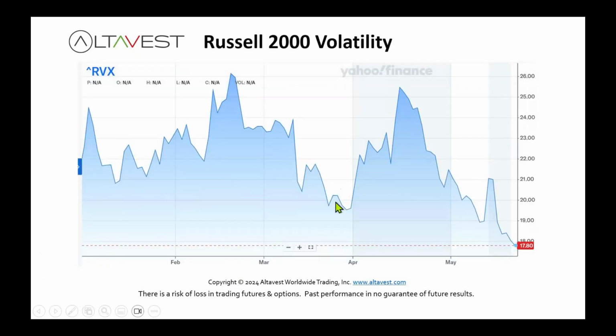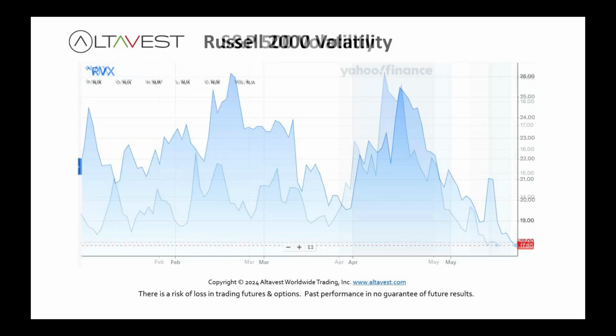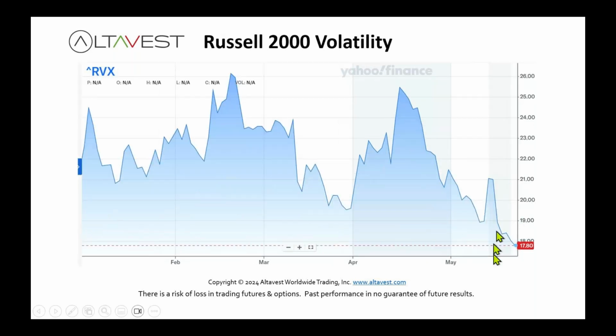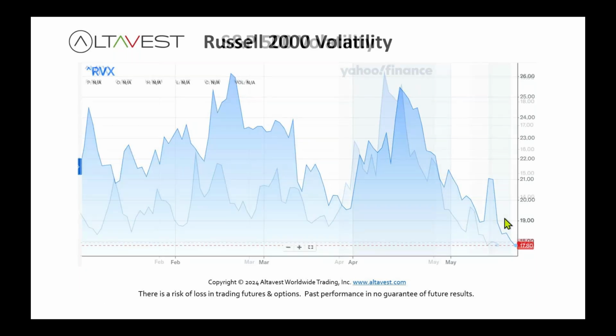So here's volatility on the Russell down around 17.8, and here's volatility on the S&P right around 12. So essentially that's a representation of no fear in the market at all with the S&P, and that's because of the overwhelming influence of those big tech companies just moving it higher and higher. So there's a bit of an arbitrage opportunity here between this volatility and this volatility.